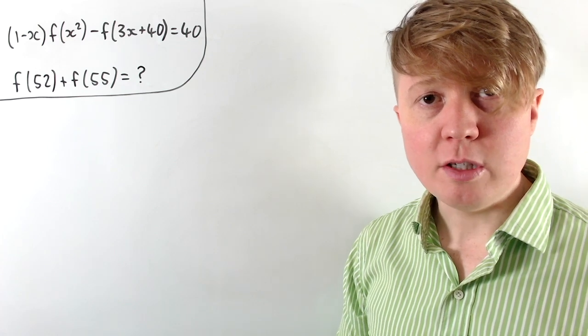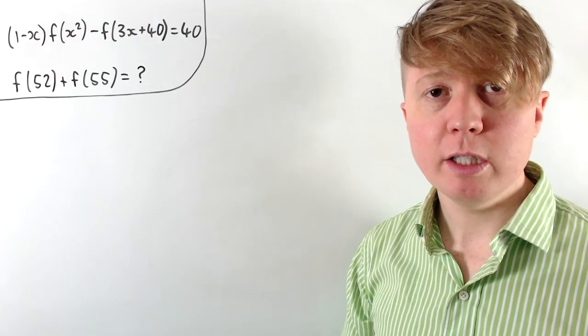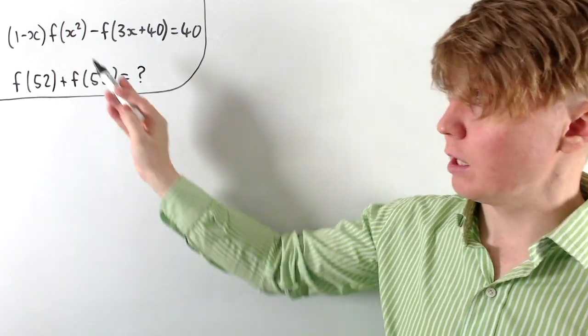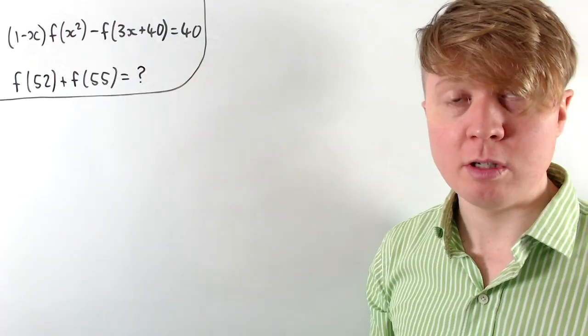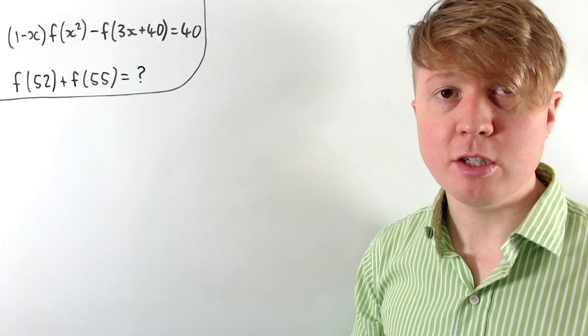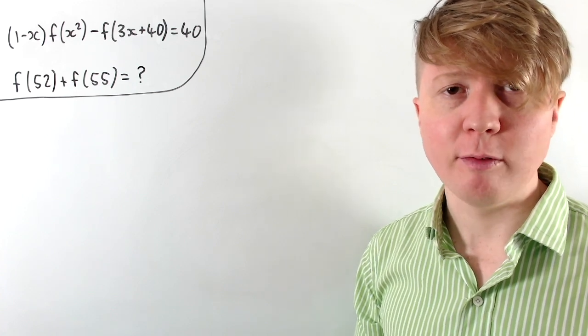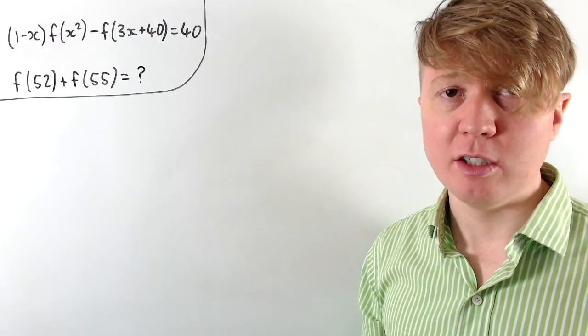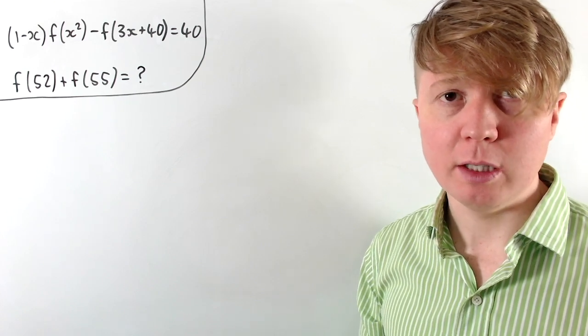Okay, so we're going to solve this functional equation problem where we're given a real valued function f which satisfies this equation for all real values of x, and the goal is to find the sum of f(52) and f(55). So we'll need to find the values of f(52) and f(55) at some point.